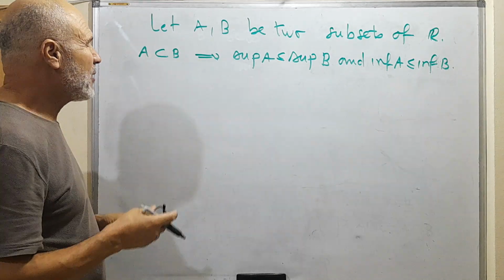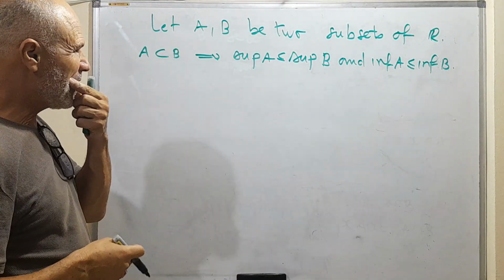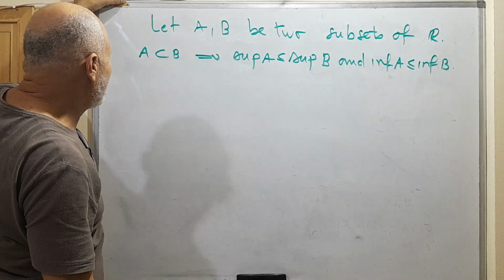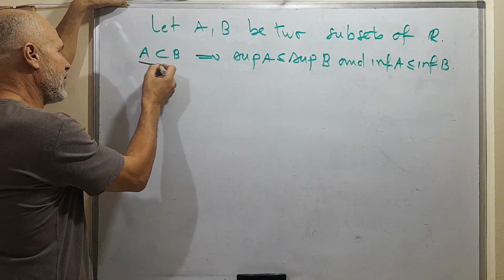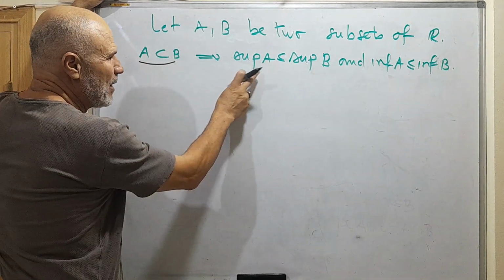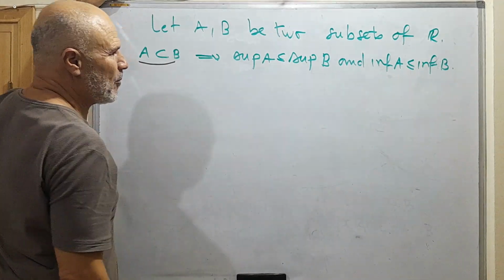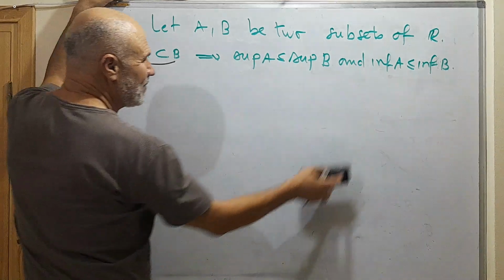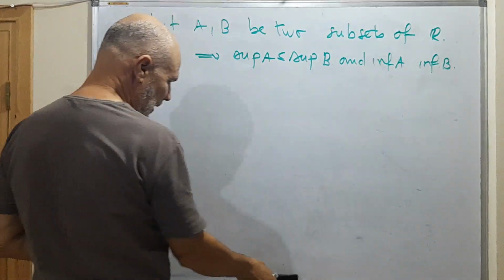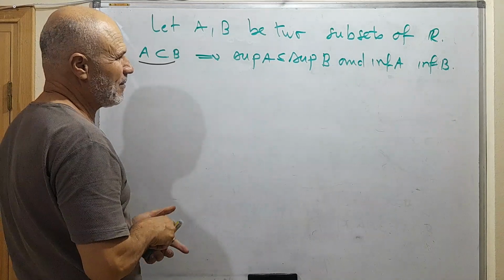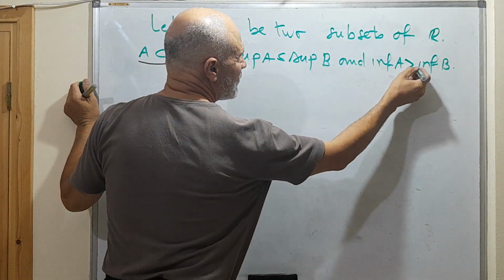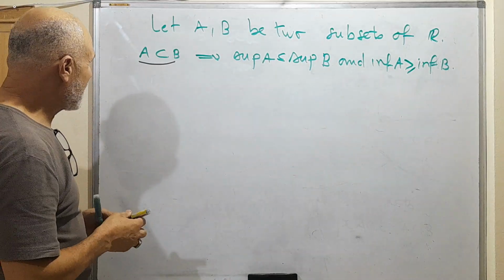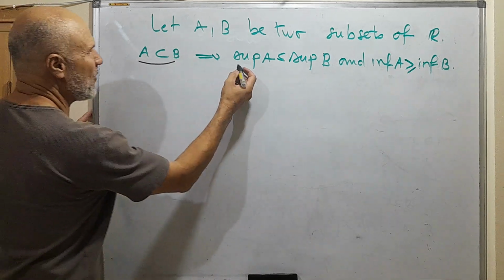Once again, this is a video about some basic inequalities from sets. So let A and B be two subsets of R. Prove that if A is included in B, then we have the supremum of A is less than or equal to the supremum of B, and the infimum of A is greater than or equal to the infimum of B. Let us get started. So we prove the first one.